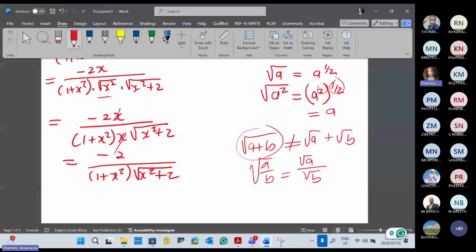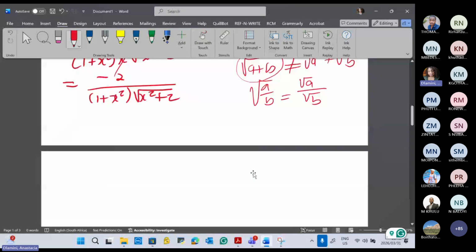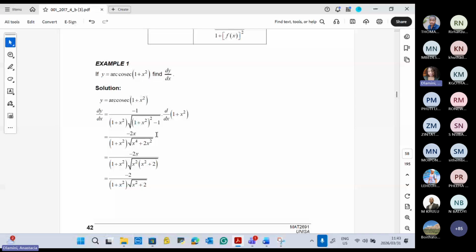So you can go and check how they did it in there. You can see they did it differently compared to us. We did it step by step. They just substituted and also did step by step, but we took the longer route. So let's look at example 2.